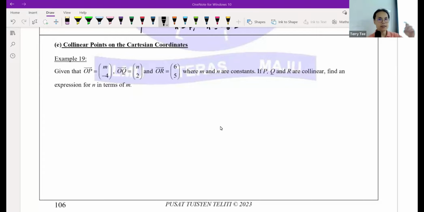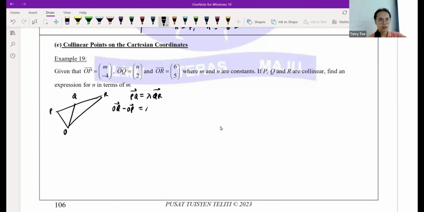We're finding an expression for n in terms of m. So let's draw a diagram. O is here, P is here, Q is here, R is here. It is given that PQR are collinear, so you can use any combination. You can use PQ equals lambda QR, PQ equals lambda PR, any combination, up to you. Maybe I just use PQ equals lambda QR. So my PQ will be OQ minus OP, and my QR will be OR minus OQ.